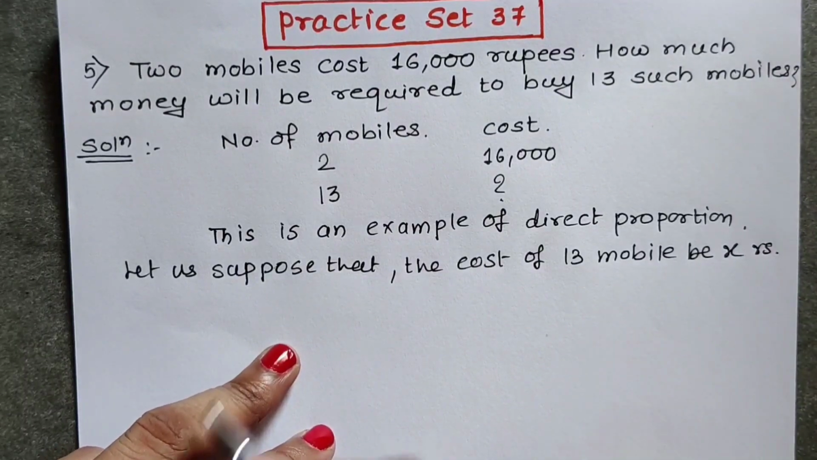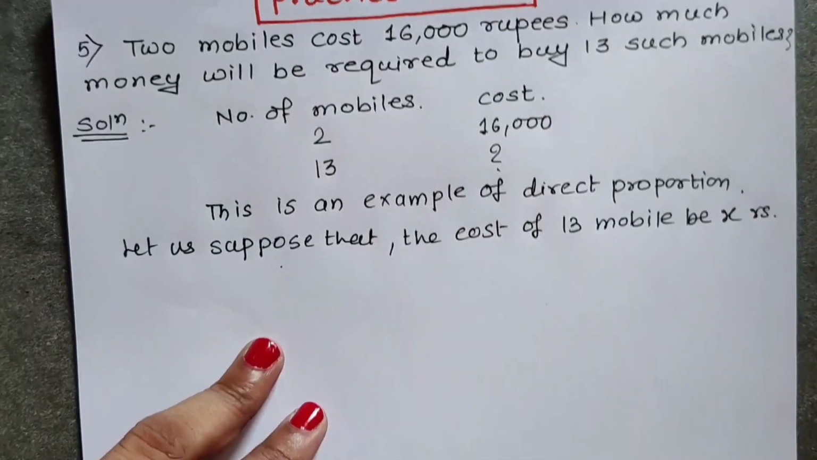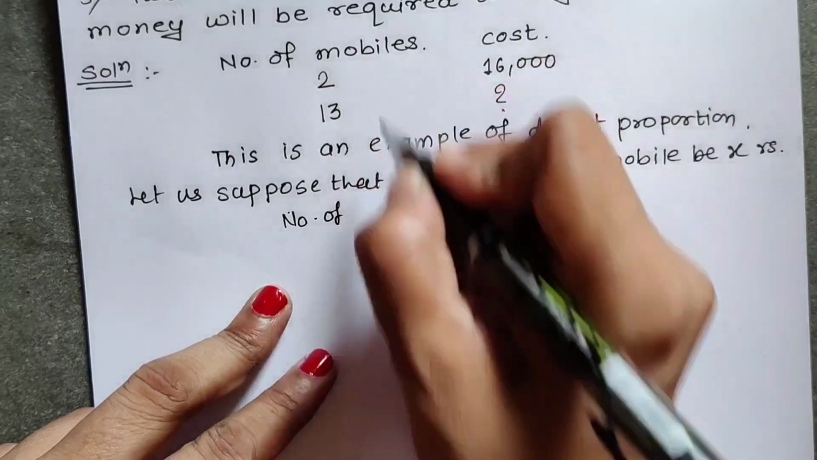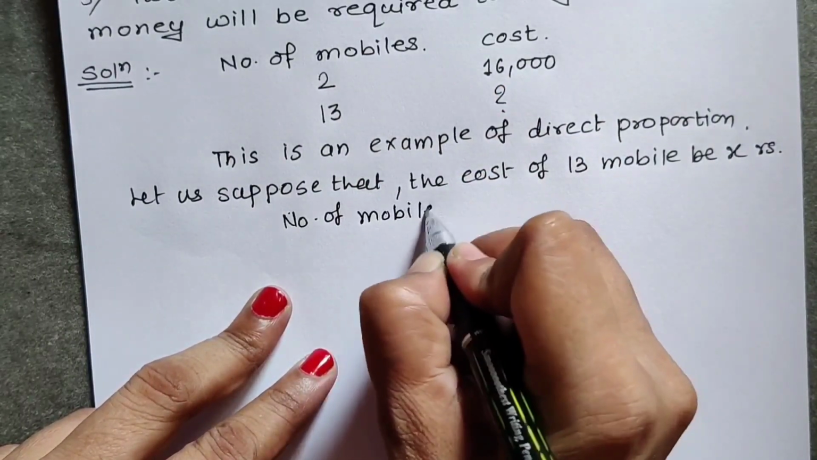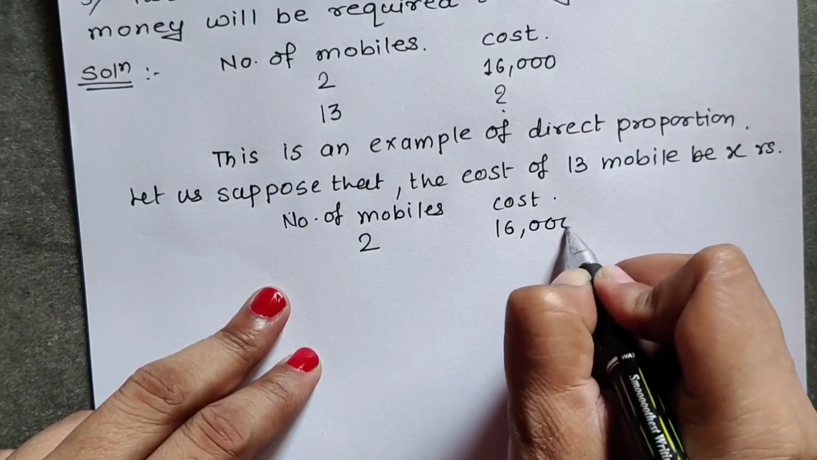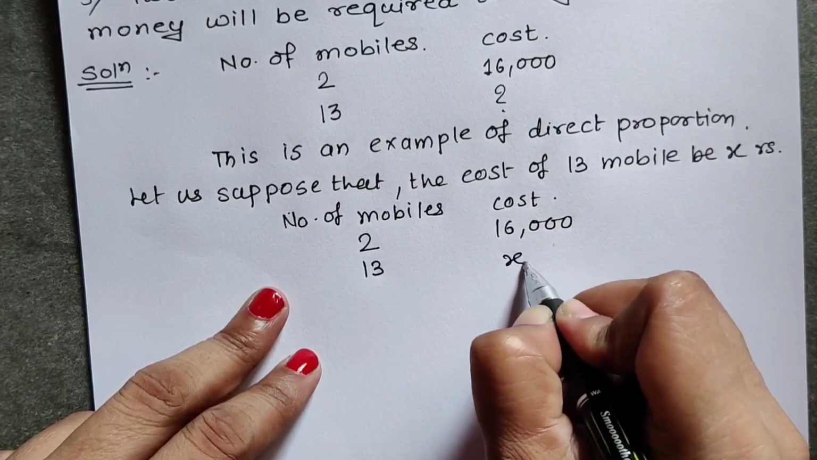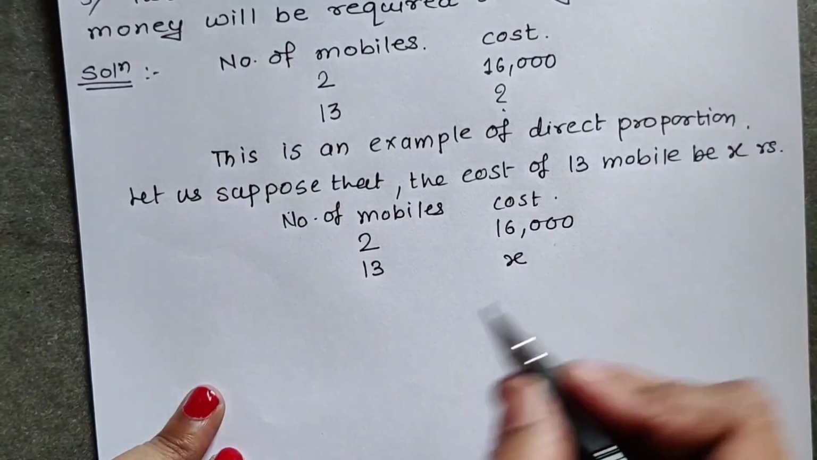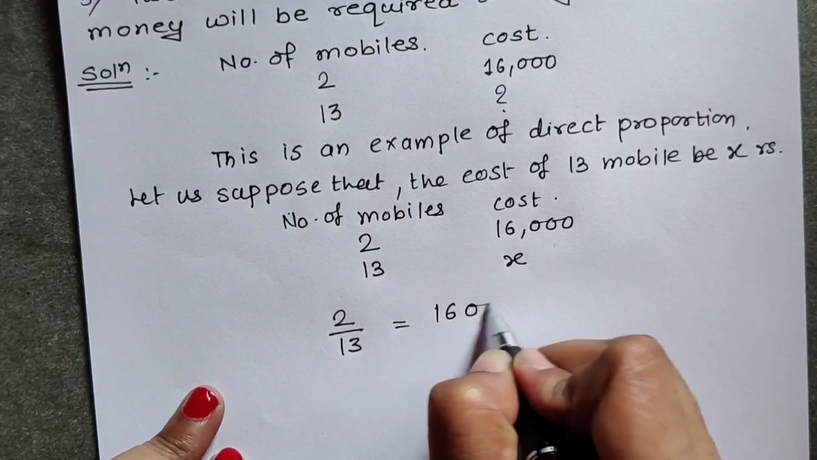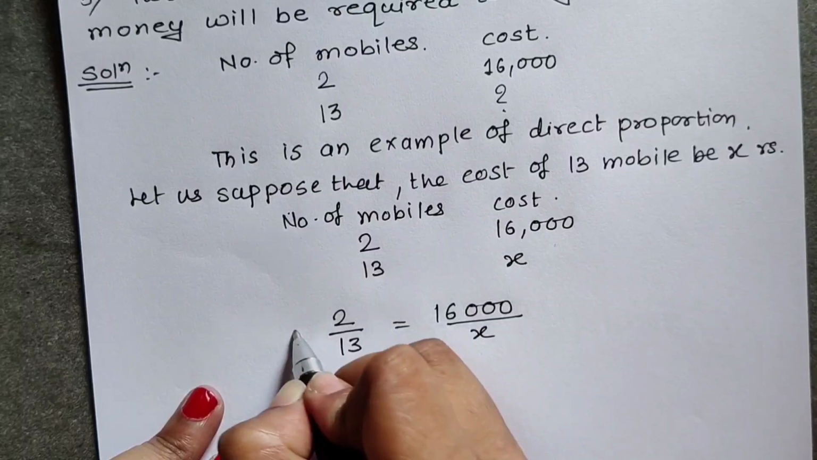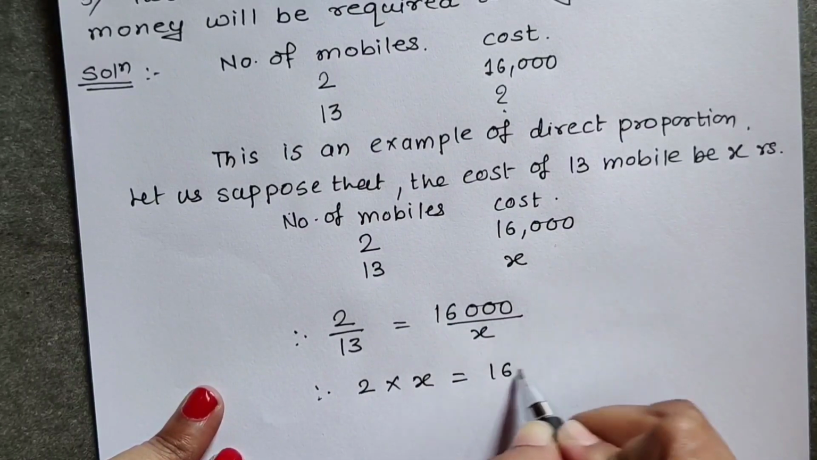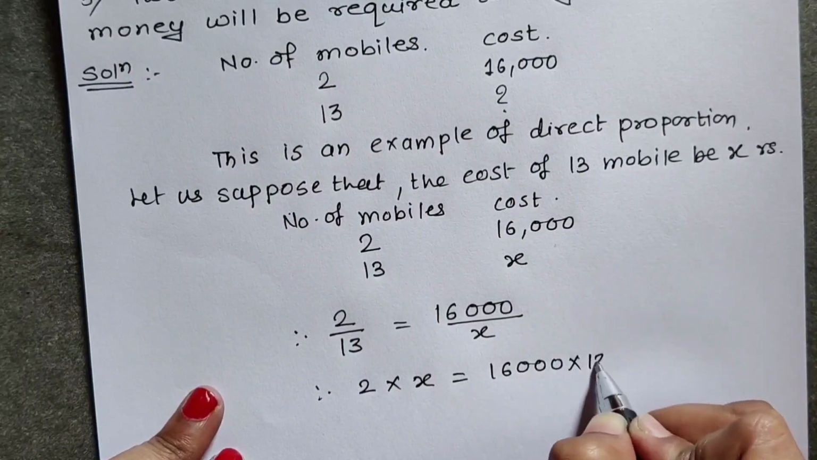You can write anything. Now see, again I am writing this chart. So we will write the ratio now. Number of mobiles and its cost. For 2 mobiles the cost is 16,000 rupees. For 13 mobiles we have taken x. Now as this is the example of direct proportion, the ratio is constant. That means 2 upon 13 is equal to 16,000 upon x. We solve it by cross multiplication. 2 multiplied by x is equal to 16,000 multiplied by 13.